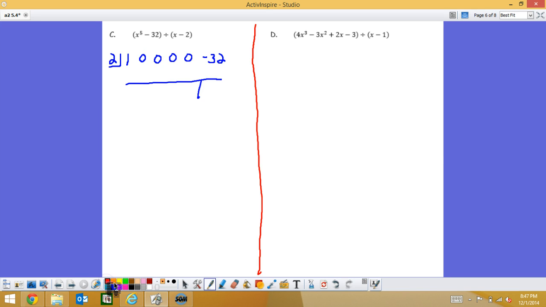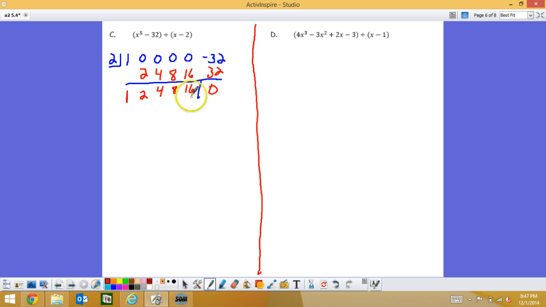So then, what we are going to do is first we bring down this 1. 2 times 1 is 2. Then we add these two to get 2. 2 times 2 is 4. 0 plus 4 is 4. 2 times 4 is 8. 0 plus 8 is 8. 2 times 8 is 16. 0 plus 16 is 16. 2 times 16 is 32. Negative 32 plus 32 is in fact 0.